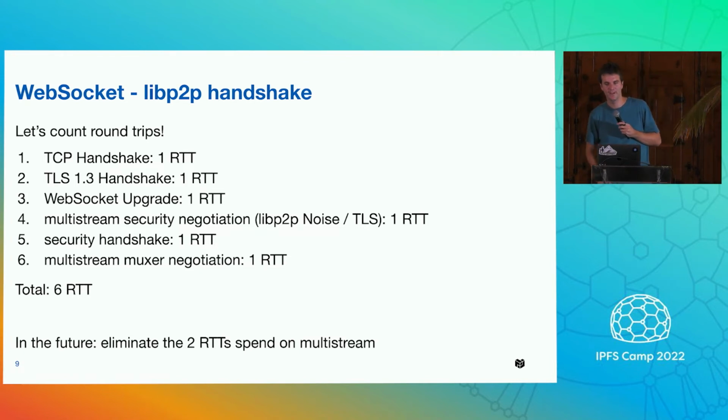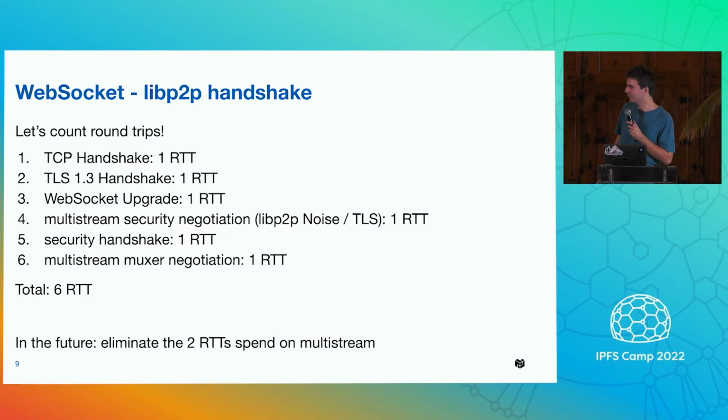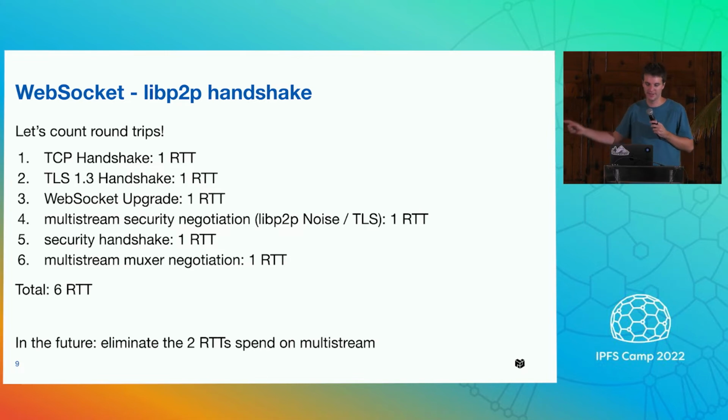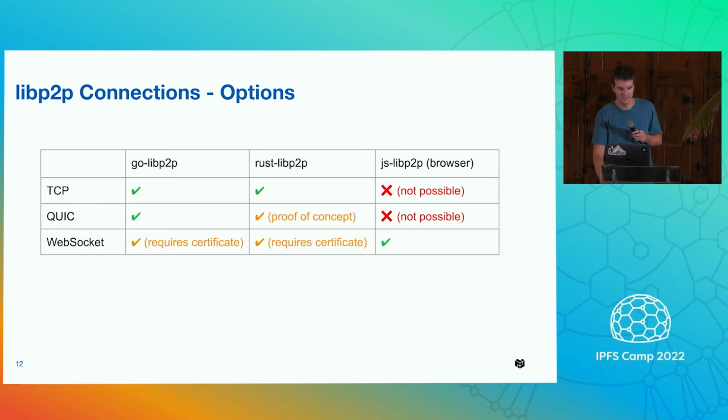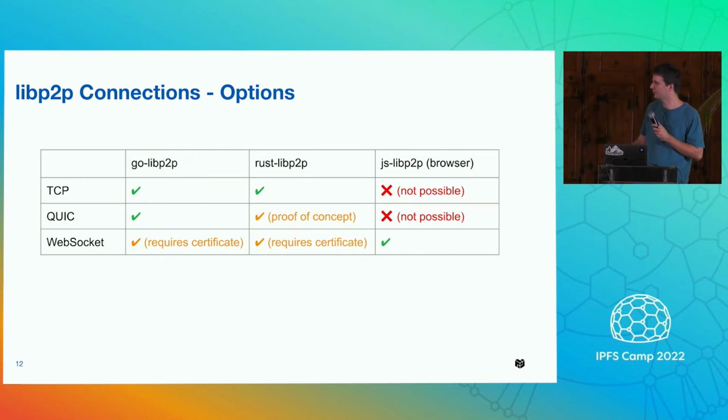That hurts. The only thing that we can improve there is the libp2p part. So we've been actually working on eliminating those two round trips we spend on this multistream negotiation. So we can, in principle, bring this down to 4 RTTs. But 4 RTTs is still a lot. Okay, so to summarize, WebSocket, it's an option. It requires a certificate. It requires manual configuration. But it was the first protocol that allowed us to connect browsers to the libp2p network.